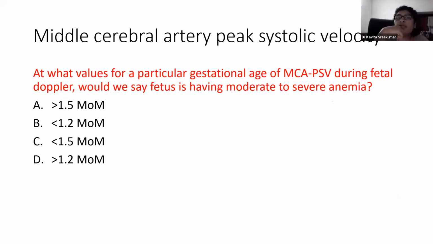So we all said that we need to do a middle cerebral artery PSV to check for anemia. So what is the value at which you would say the fetus is having moderate to severe anemia? Is it more than 1.5 multiples of median? Is it less than 1.2, less than 1.5, or more than 1.2? Moderate to severe fetal anemia.